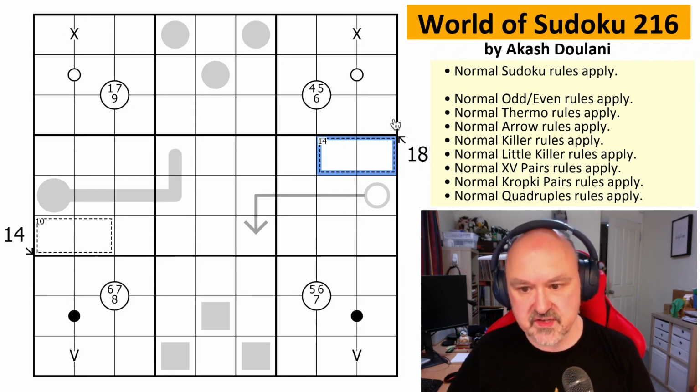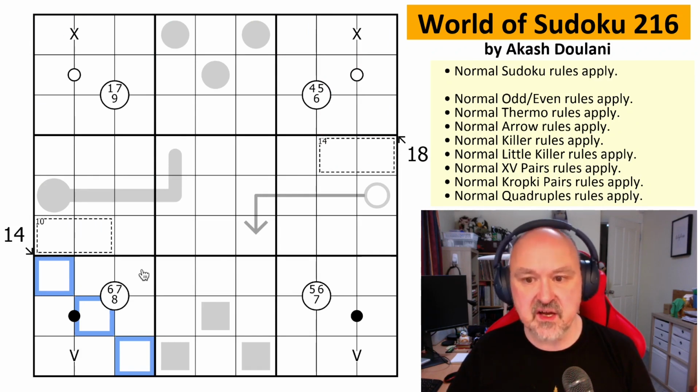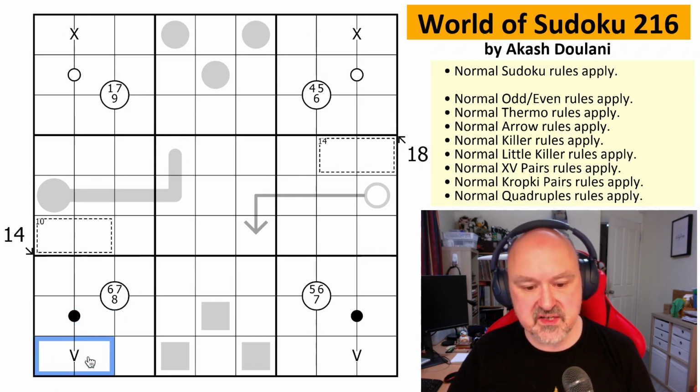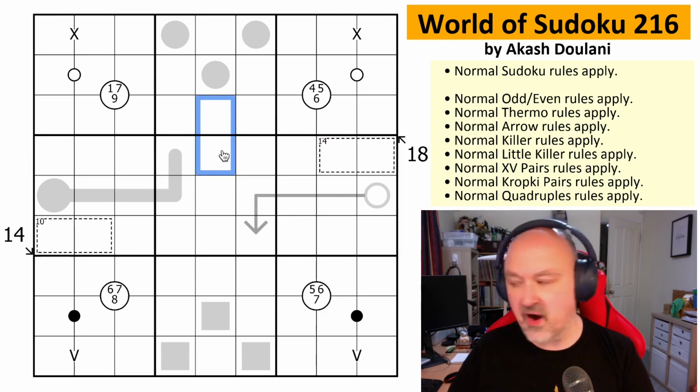Little killer rules. These 3 cells will sum to 18, these 3 cells will sum to 14, and that's because the arrow is pointing along those diagonals. XV pairs, and what pairs means is digits on these V's will sum to 5 and on these X's will sum to 10. And what pairs means is not all X's and V's are given. So there can be other connected cells that sum to 10 or 5.